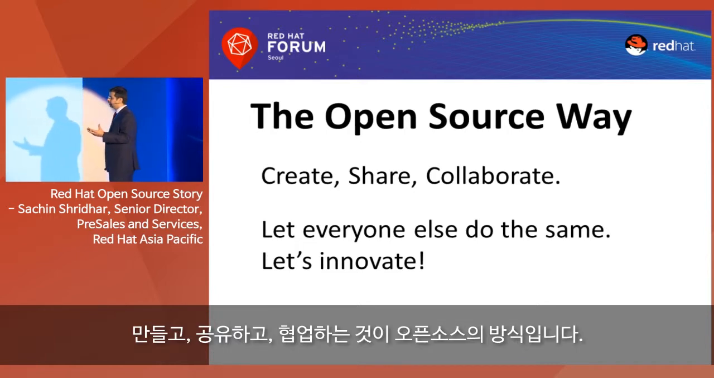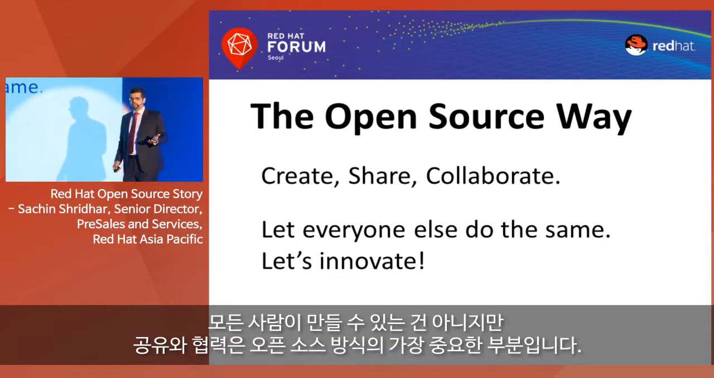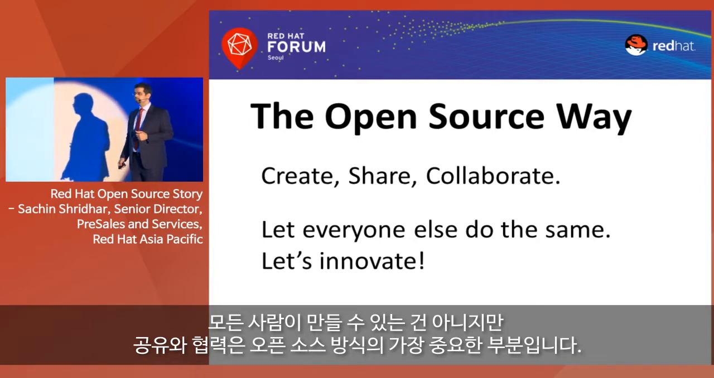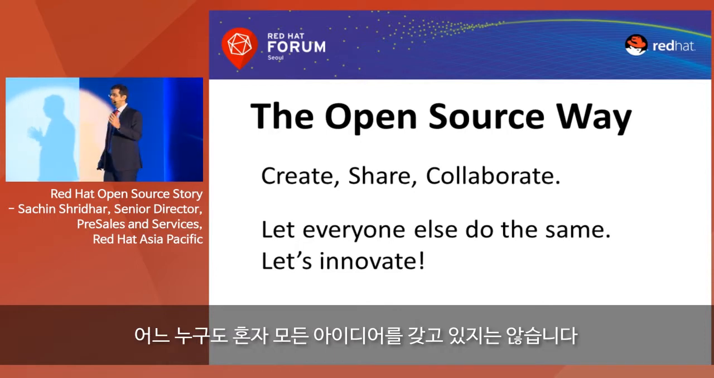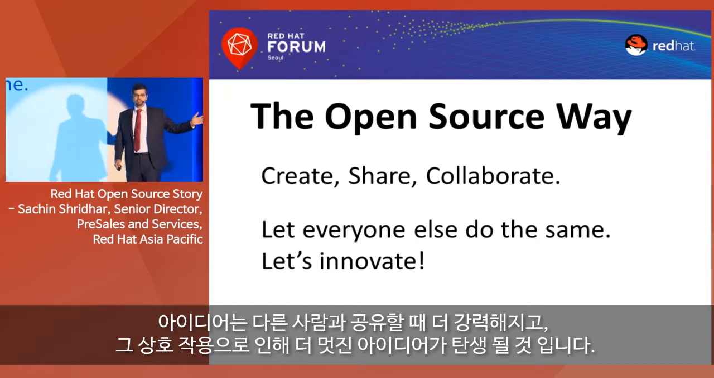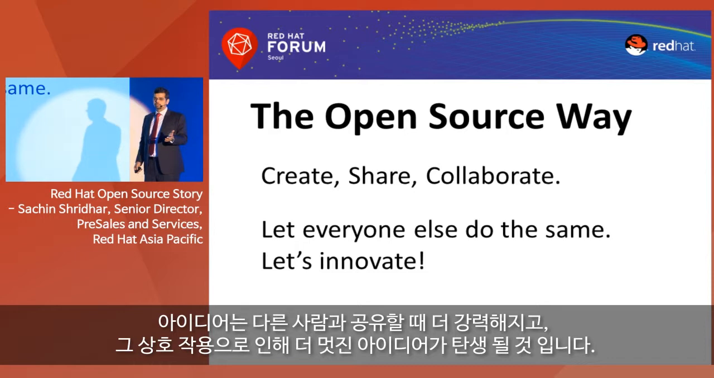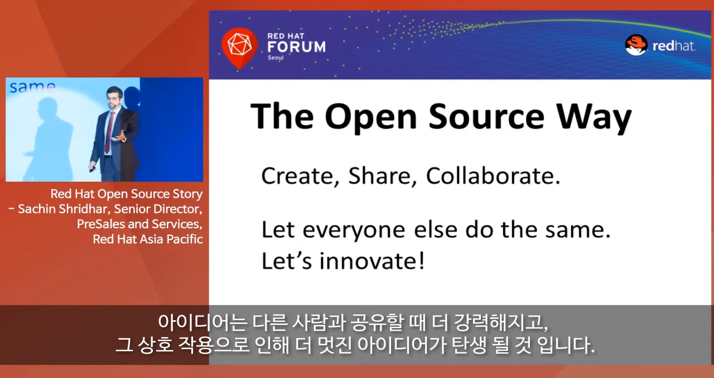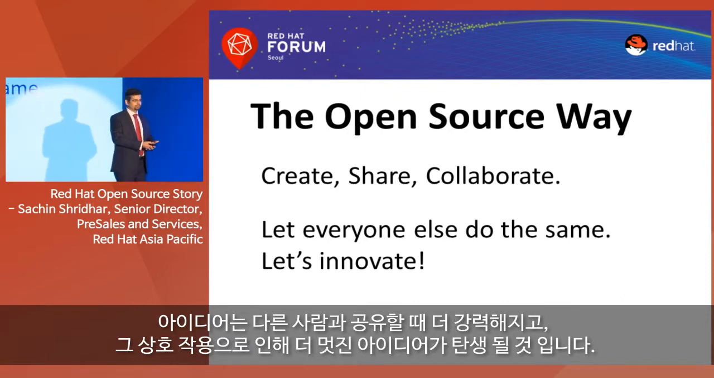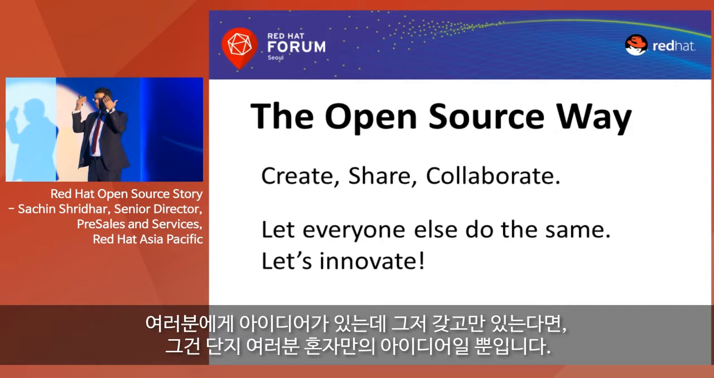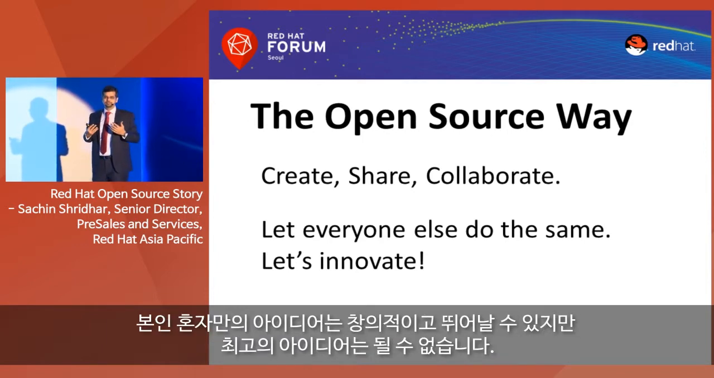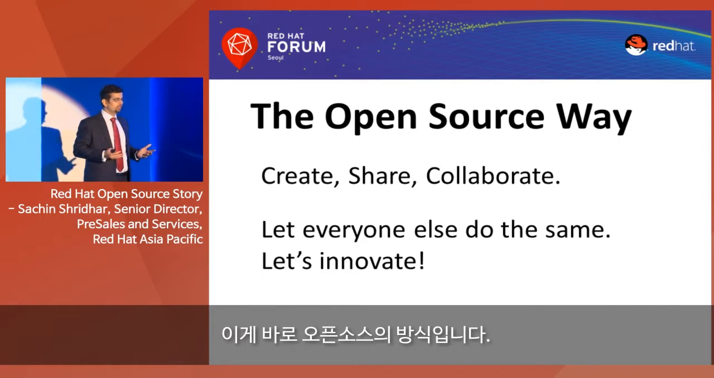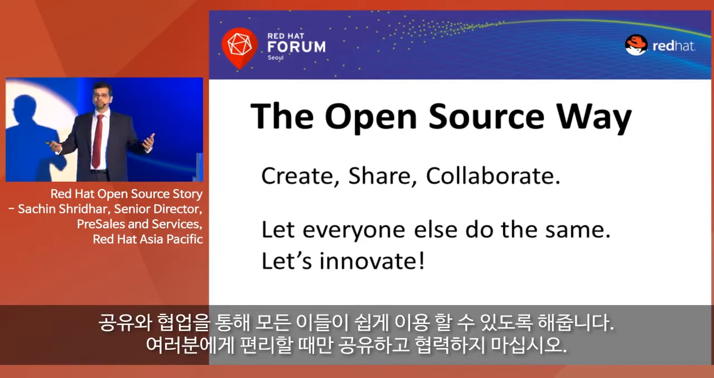The open source way is to create, share, and collaborate. Now, everyone creates, but sharing and collaborating are the most important part of the open source way. Because we believe no one has all the ideas. We believe your idea is more powerful when you share it with someone. And we believe that an idea gets better when somebody else can contribute to it. If you have an idea and you keep it, it's only your idea. It's a good idea. It may be a great idea, but it may not be the best. And that's the open source way. Share, collaborate, and make it easy for everyone to share and collaborate.